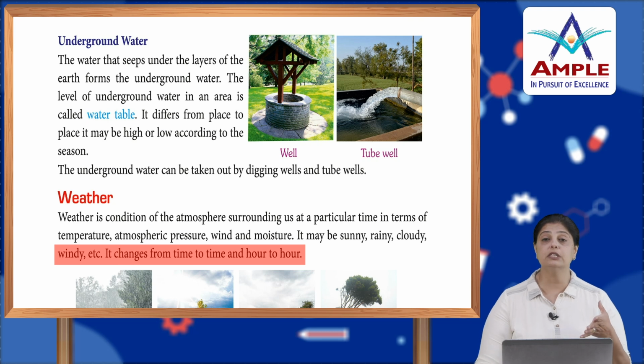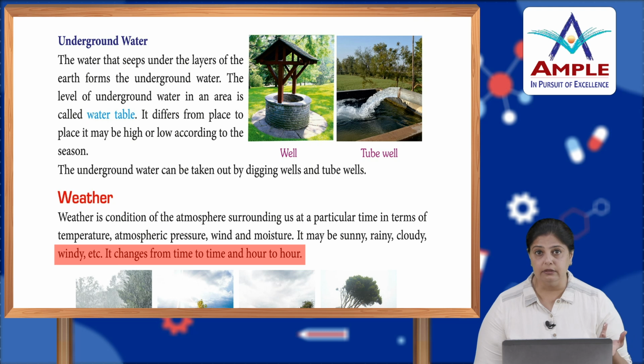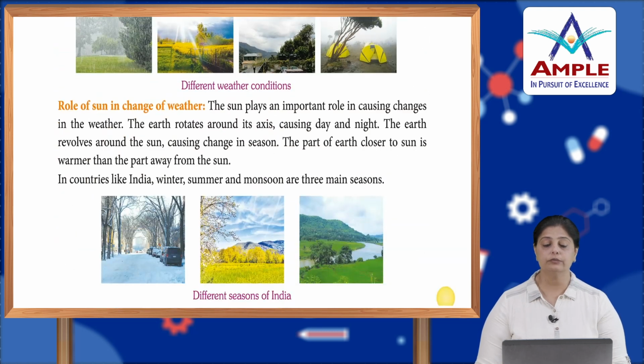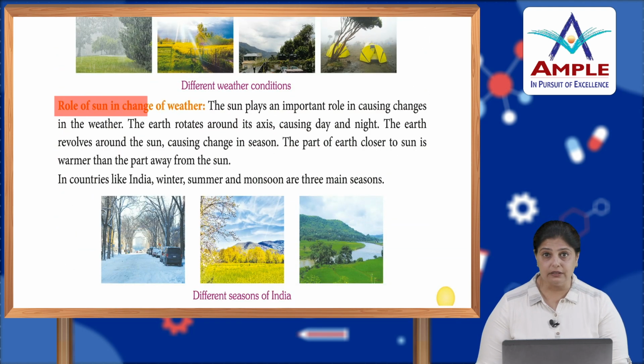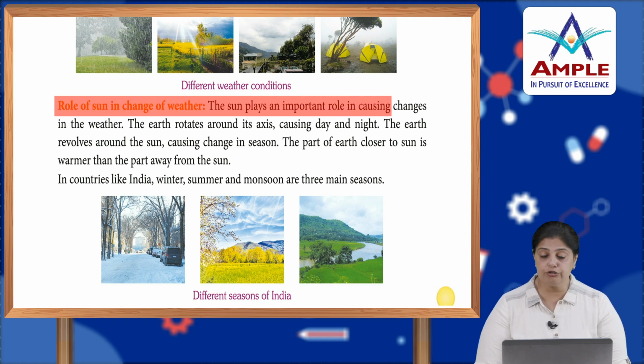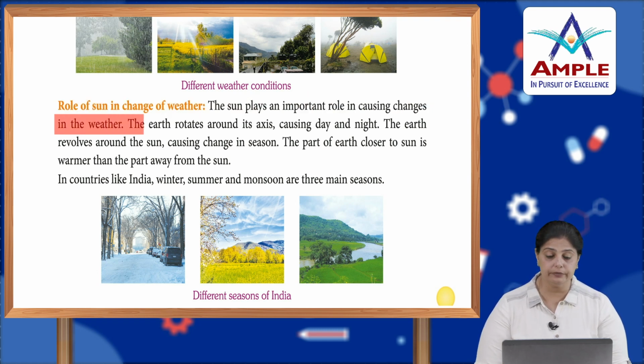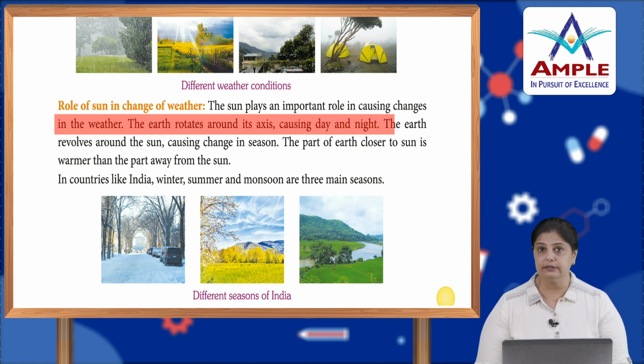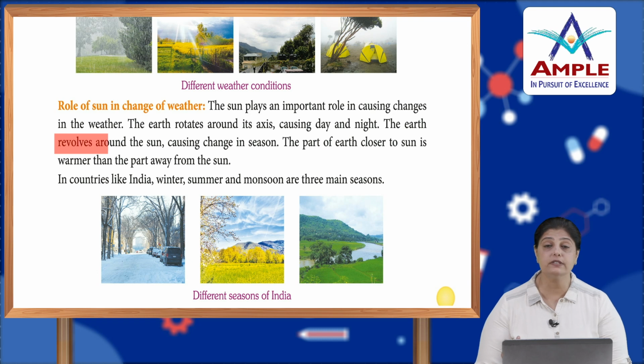Sometimes you must have seen that all of a sudden it starts raining, all of a sudden it is very sunny. So, that is how the weather keeps on changing. Now, what is the role of the sun in the change of weather? The sun plays an important role in causing changes in the weather. The earth rotates around its axis, causing day and night. The earth also revolves around the sun, that causes changes in the season.